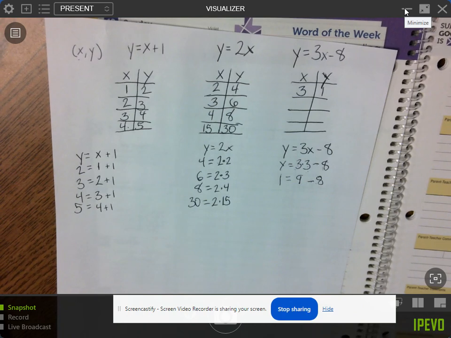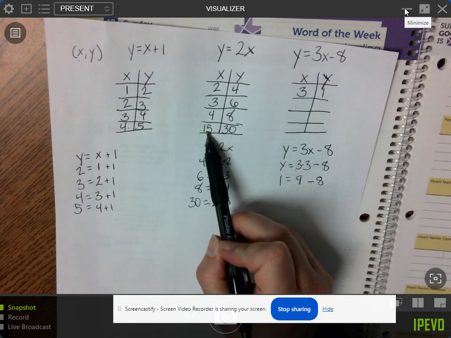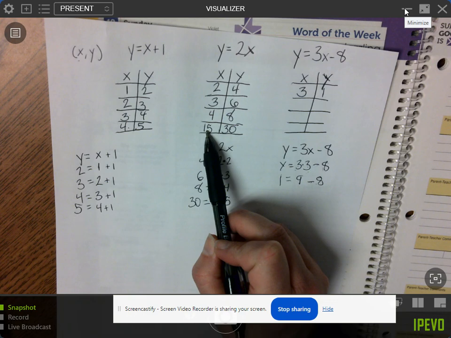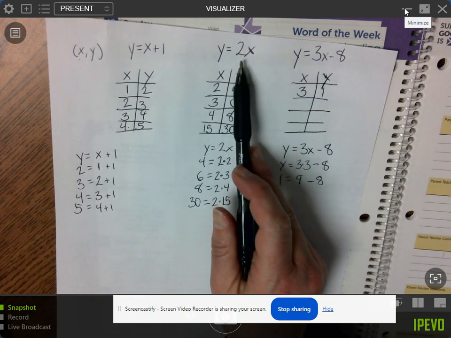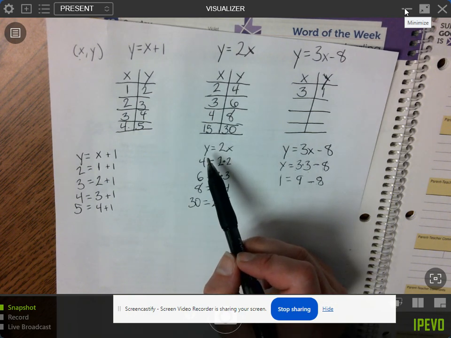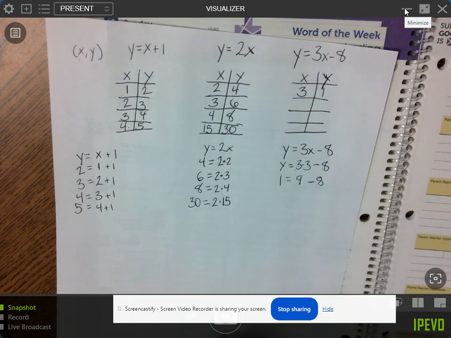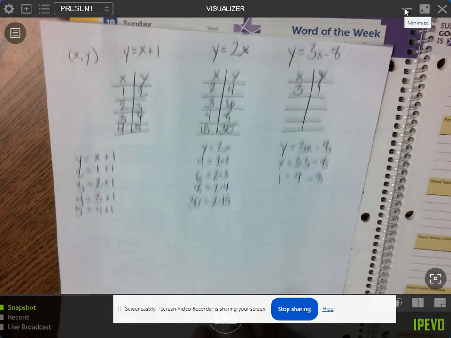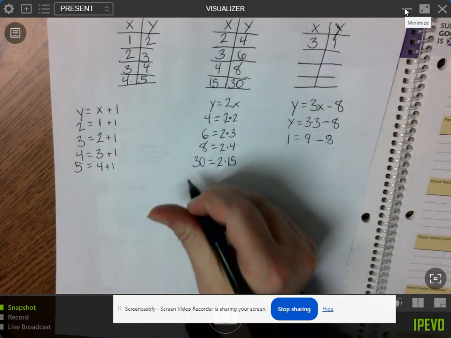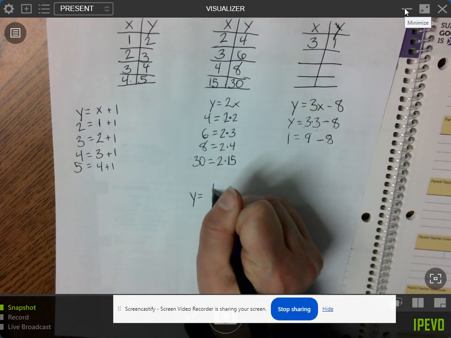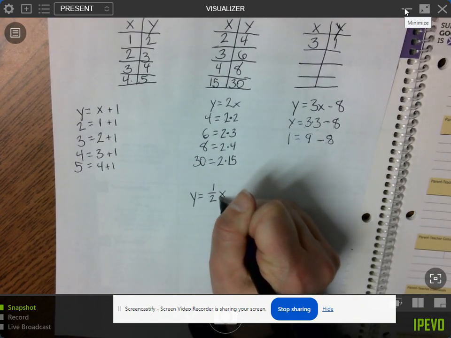So when it said that you need to choose smart ones for your inputs, choosing smart ones would be choosing numbers that are easy to work with. I don't want to put a 15 in for my input if it's not easy for me to multiply with that because I have to multiply it. Choose easy ones to work with. If we look at our middle problem, we have y equals 1/2 x.